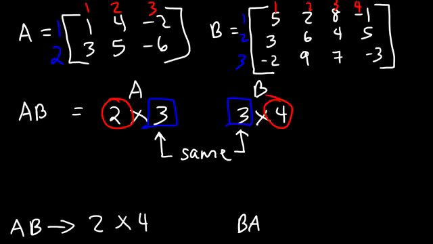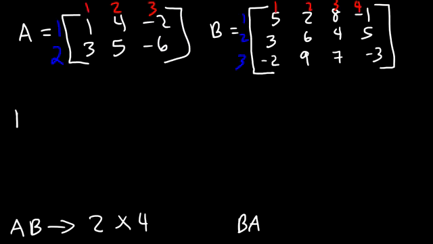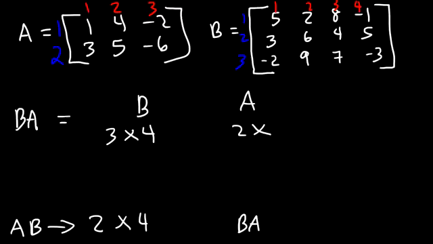Now what about B times A? What can we say about that? So matrix B has 3 rows and 4 columns, and matrix A has 2 rows and 3 columns. So notice that these two numbers do not match. They're different. And in order to multiply B times A, they must be the same. So therefore, BA does not exist. We don't have to worry about that problem.